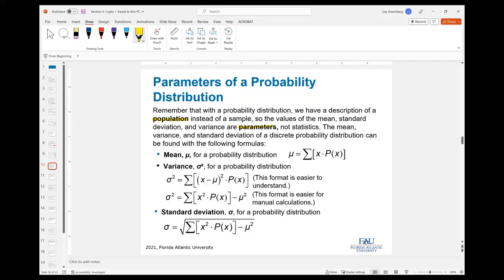The mean, variance, and standard deviation of a discrete probability distribution, we know what discrete means now, can be found with the following formulas. So basically the mean, we just take our x value and multiply by P of x. For the variance, which is the same as the standard deviation squared, we take our x value minus our mean. So whatever the difference is, we square it and then multiply that by the probability. And these are really the same. We're not going to do manual calculations, so nothing to worry about. And once we find our variance, our standard deviation is just going to be the square root of that. So no big deal.